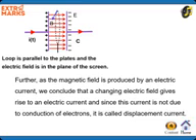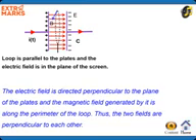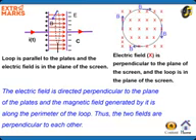The electric field is directed perpendicular to the plane of the plates, and the magnetic field generated by it is along the perimeter of the loop. Thus, the two fields are perpendicular to each other.